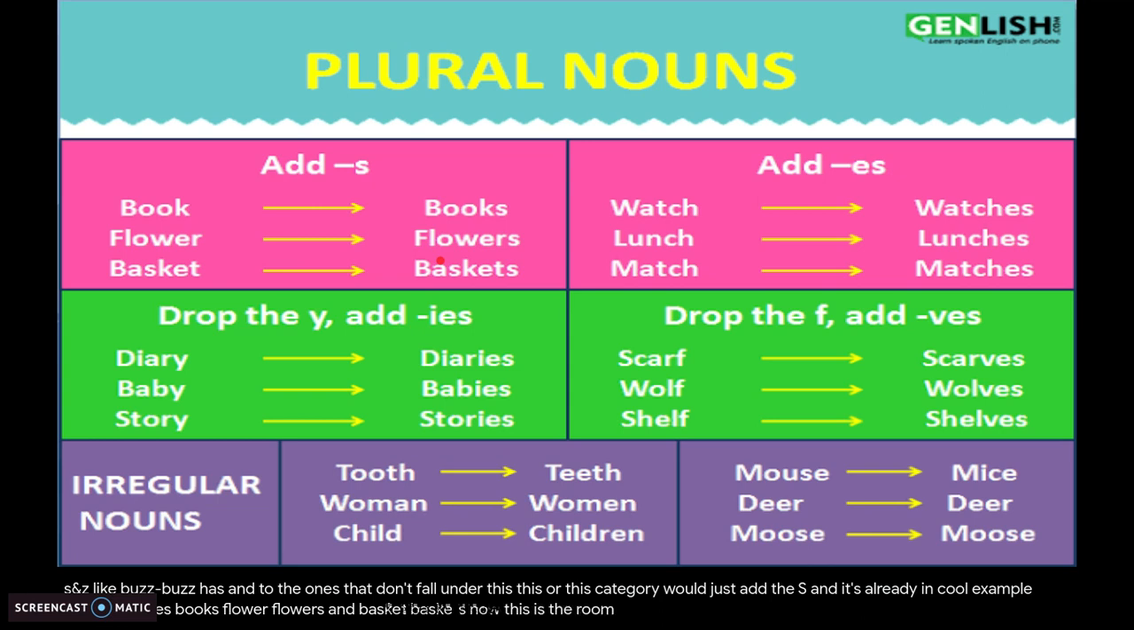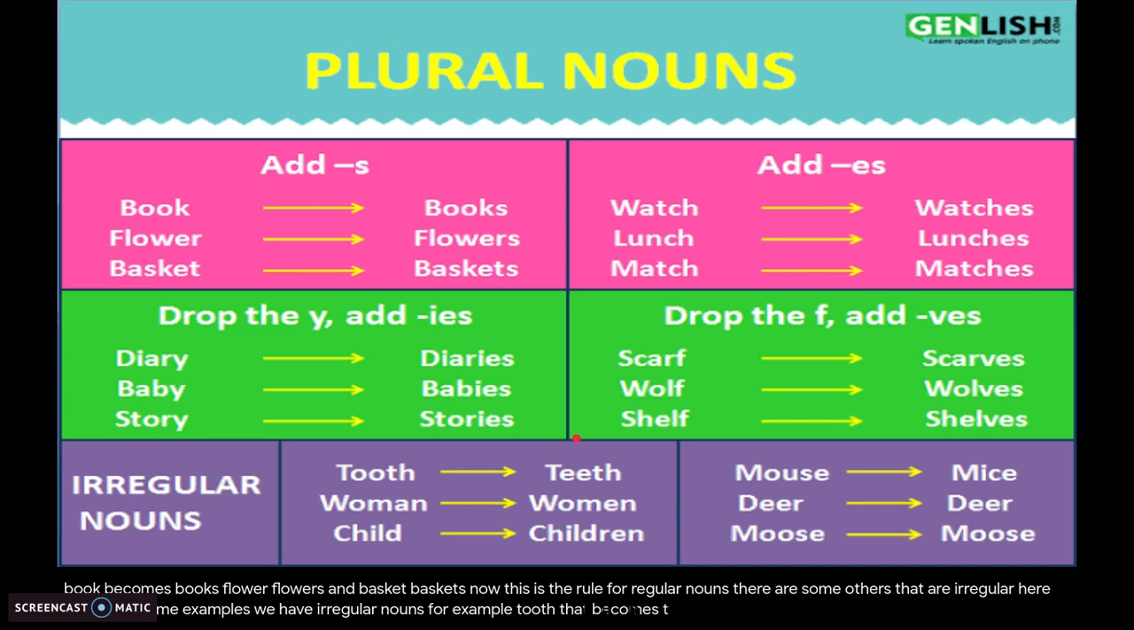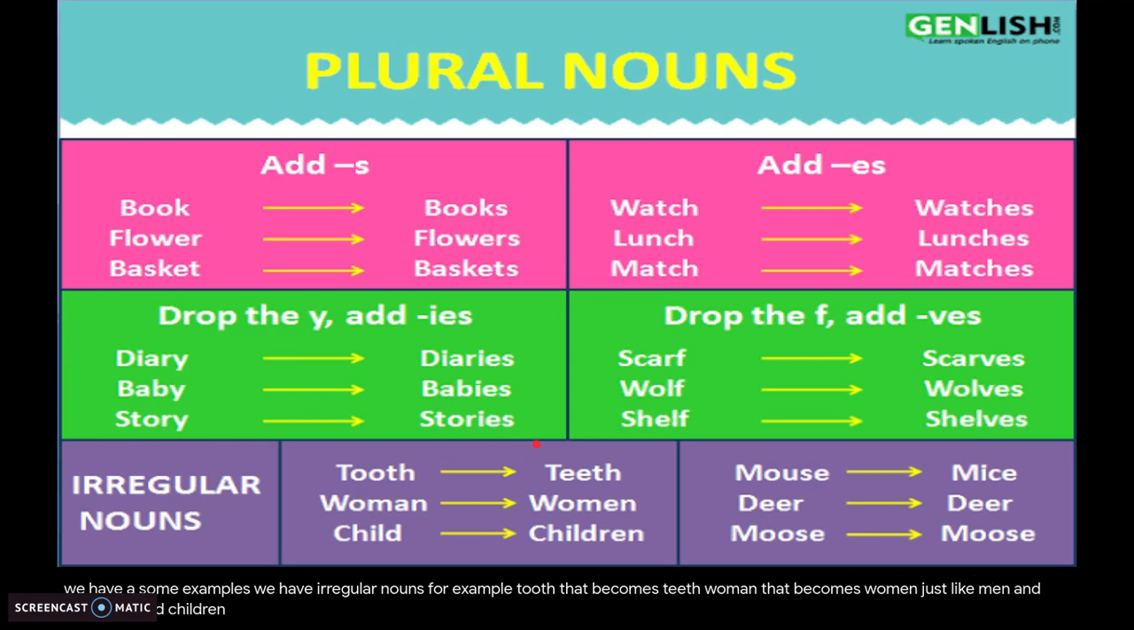Now, this is the rule for regular nouns. There are some others that are irregular. Here we have some examples. We have irregular nouns, for example, tooth, that becomes teeth, woman, that becomes women, just like man and men, child and children. Mouse becomes mice in plural. Deer stays the same for singular and plural, just like fish. It's the same for singular and plural. Moose and moose stays the same. So you have to be careful with that.